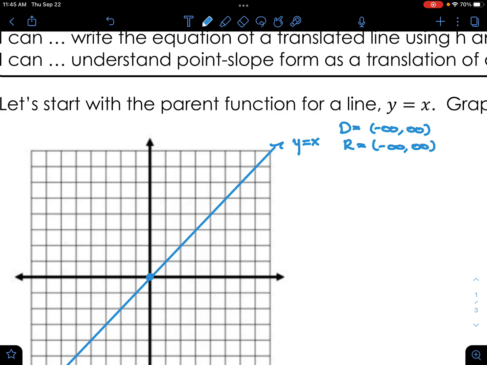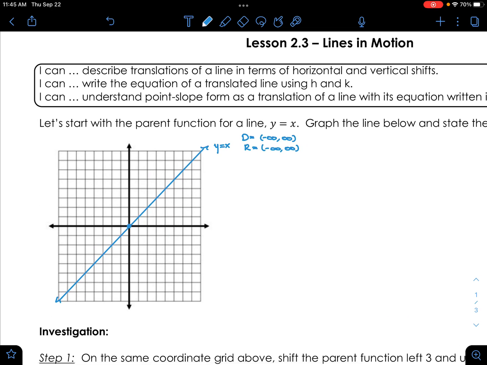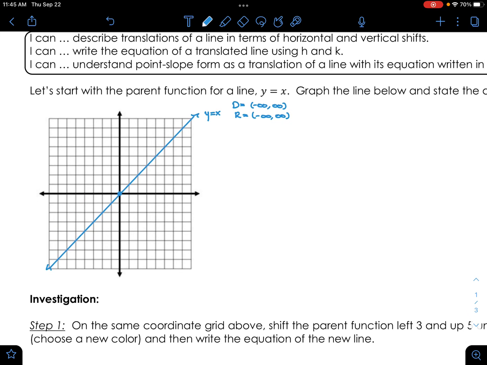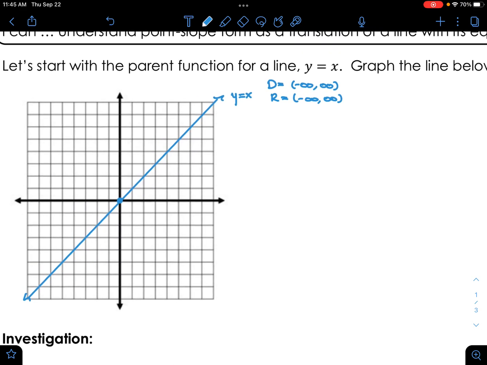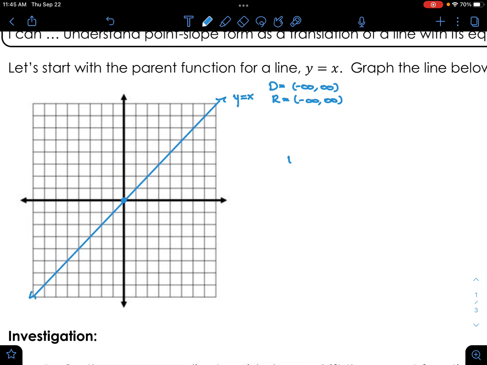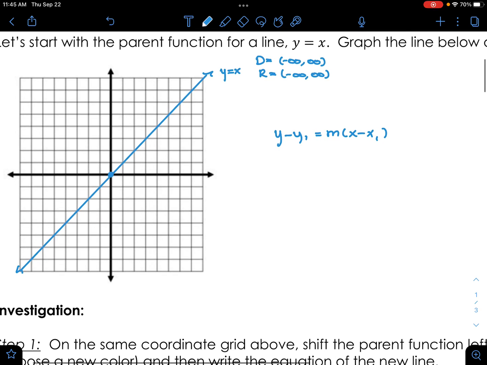And so what we're going to do now is take a look at how equations of lines that are translations of this parent function might look as an equation. To do this, one thing that we want to make sure we recall is a way to write linear equations in point slope form that looks like y minus y1 equals m times x minus x1. You could also see this as y equals y1 plus m times x minus x1.